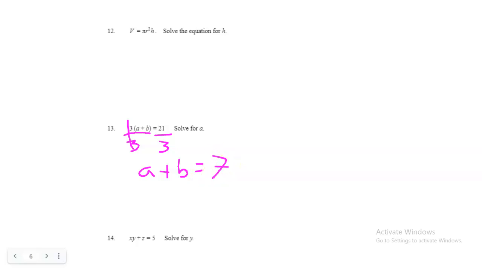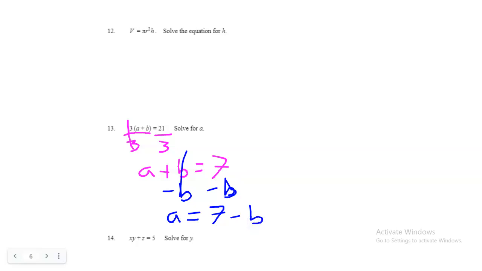And I want to get A by itself. So the next thing I'm going to do, I want to move that B to the right side. So I'm going to subtract B from both sides. If I do that, those cancel out, give me 0. So I've got A, and that's equal to 7 minus B. So I get the exact same answer.